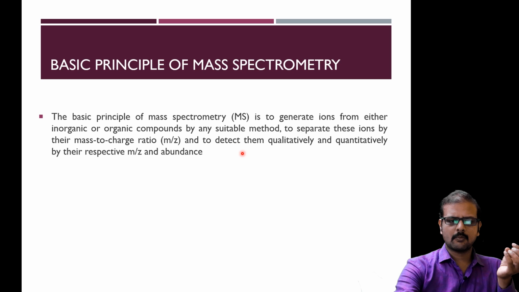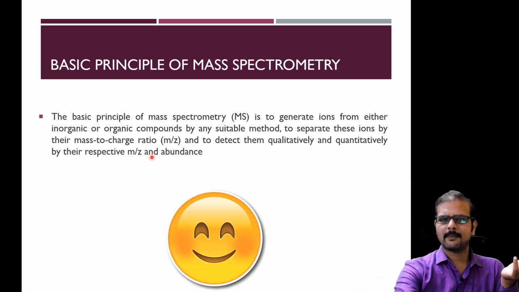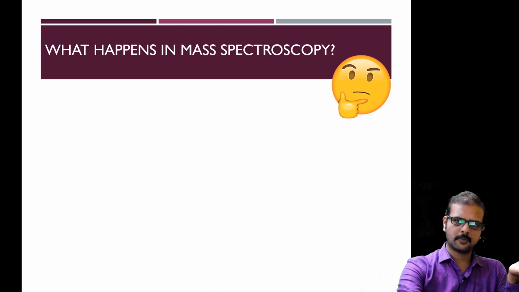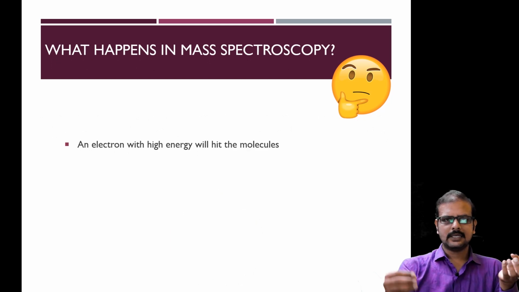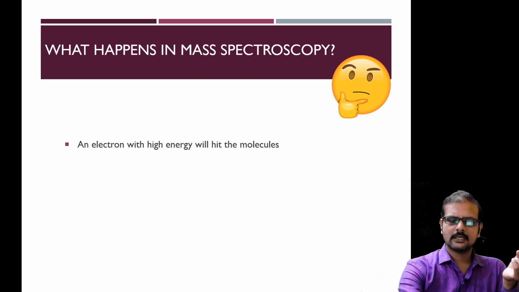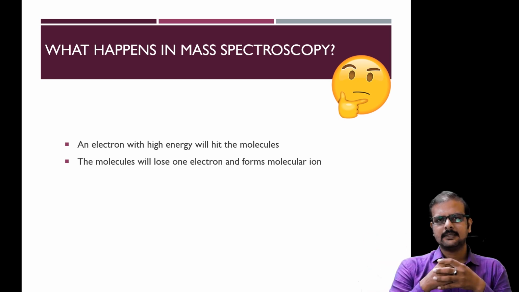Then the mass to charge ratio is measured and it is detected in the detector. So this is how we do it in mass spectroscopy. What the mass to charge ratio is, and how the ions are formed, we will see in the later slides. So what is happening in mass spectroscopy? First we bombard the molecule, or the sample which we take, with a high energy source, such that the molecule will release an electron. That means one electron is released outside.